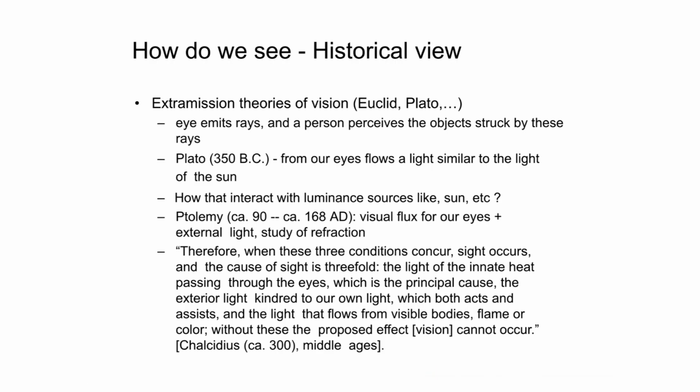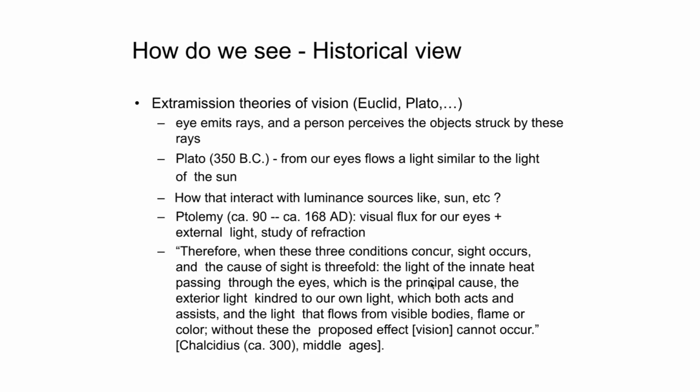But the problem is that extramission theorists say the human vision system is an active vision system. That means it has its own light source. But the intromission guys say no, the human vision system is passive, so it cannot have its own light source. So therefore, according to Ptolemy, visual flux from our eyes, external light, and refraction produce sight or vision in general. The cause of sight generally is threefold, as they claim.